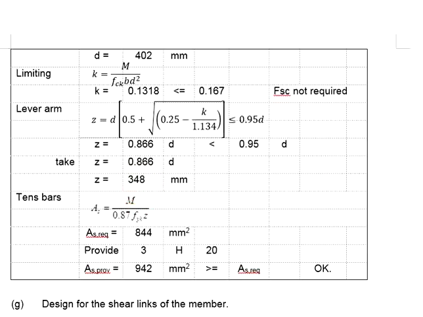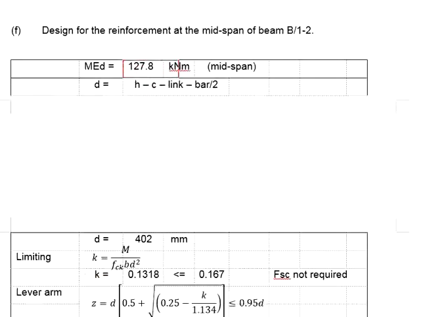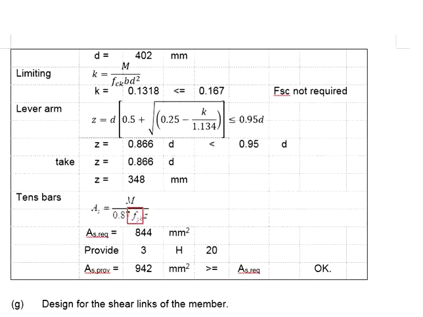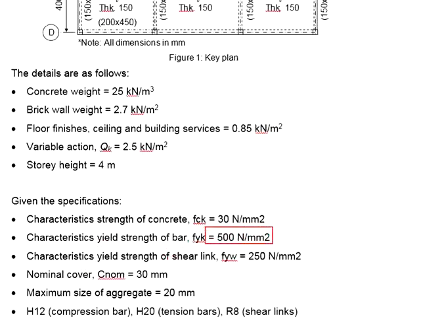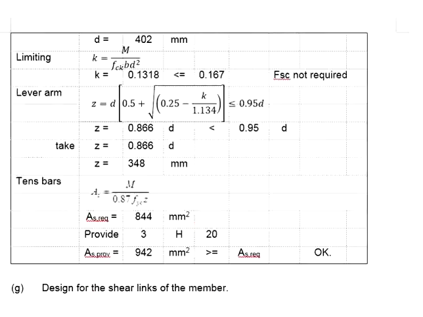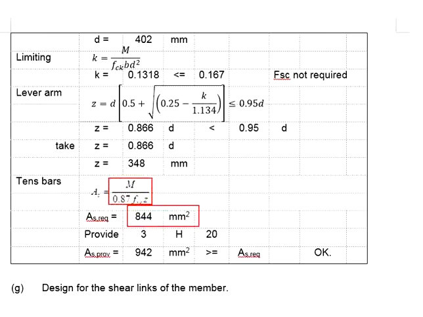Your moment here is the MED, 127.8. FYK is given in the question, which is 500 Newton per mm square. Substitute the value, you get the AS required at 144.